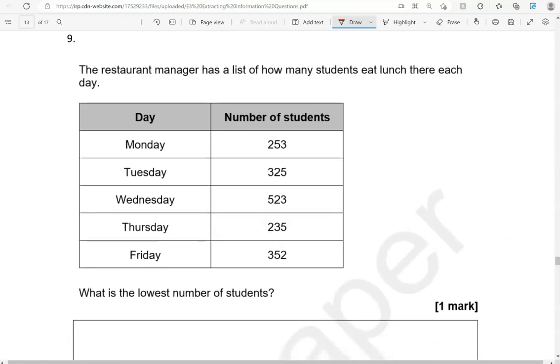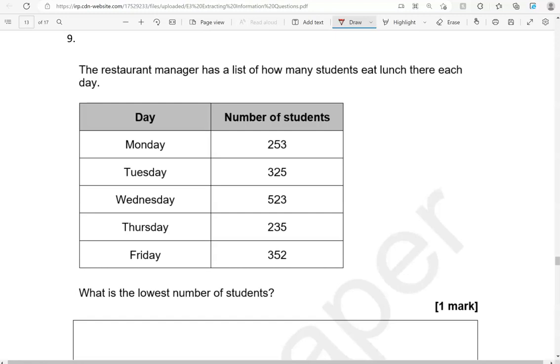The restaurant manager has a list of how many students eat lunch there each day. So we've got each day and the number of students. What is the lowest number of students? So we're comparing 253, 325, 523, 235, 352.